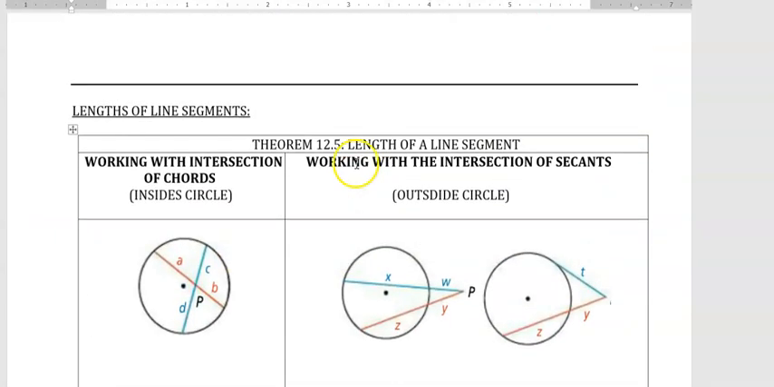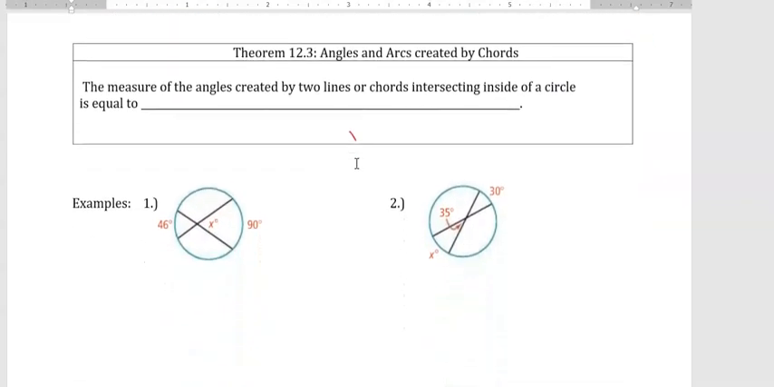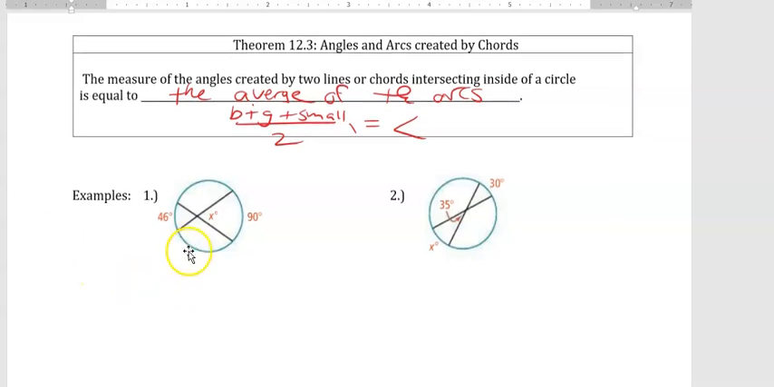Let's go back up here. So all you guys had to do was, it says the measure of the angles created by the two lines or chords intersecting inside, this has to do with inside the circle, is equal to the average of the arcs. So it'd be big plus small over 2 equals the angle. Anybody have any questions on that?